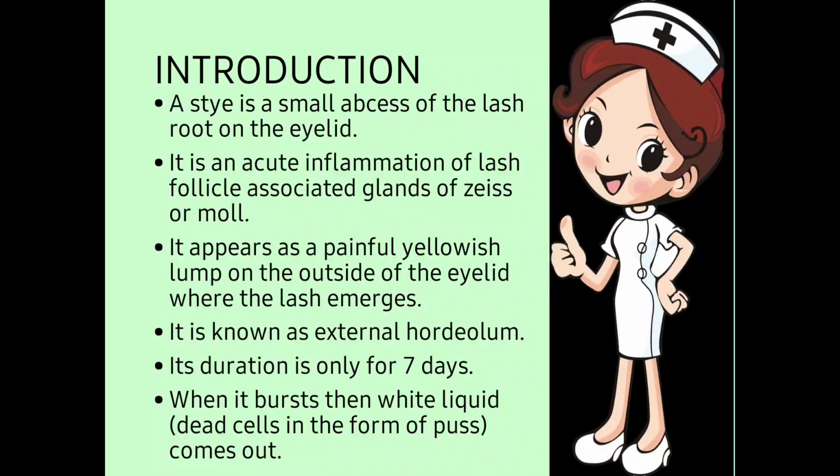It is an acute inflammation of a lash follicle associated with the gland of Zeiss or Moll. It is an acute inflammation. Two types of inflammations are there. First one is acute, which takes place for a shorter period of time, for example 2 days, 3 days, some hours. And the next one is chronic, which takes place for a longer period of time, 2 months, 5 months. So it is an acute inflammation which takes place for a shorter period of time, an inflammation of a lash follicle associated with the gland of Zeiss.